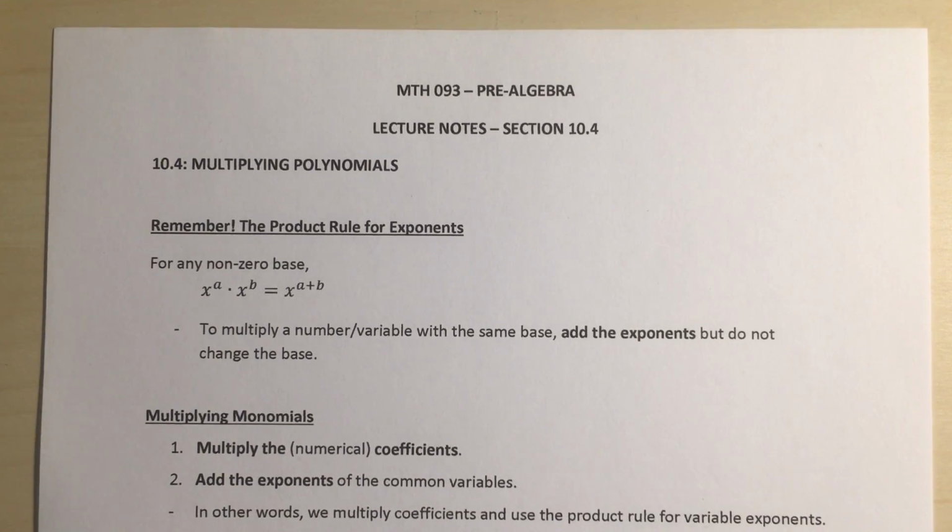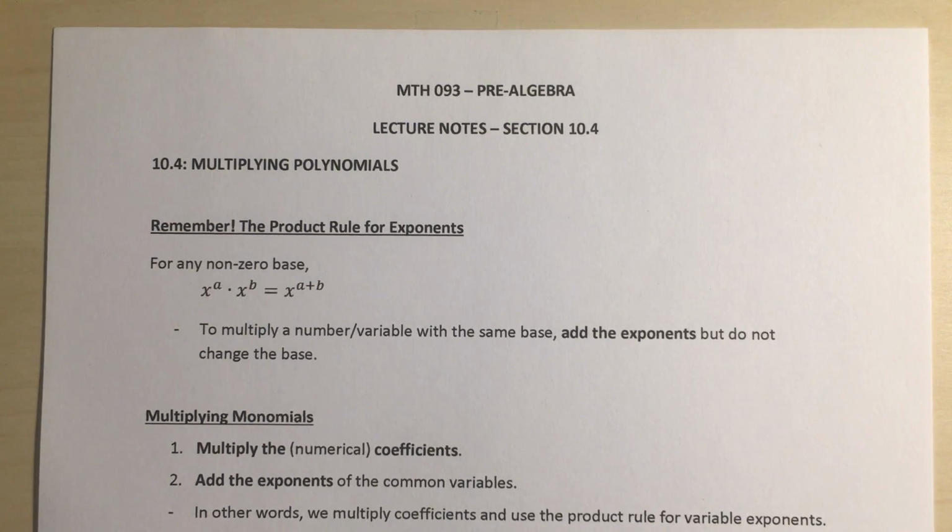Today we're going to talk about section 10.4, and in section 10.4 we're going to be multiplying polynomials. As we're going through this section, we will be using our product rule that we talked about in section 10.1. So remember, if we're multiplying any non-zero base, and our bases have to be the same, so same variable, we can add our exponents. Right? So we're not going to change our base, but we're going to add our exponents.